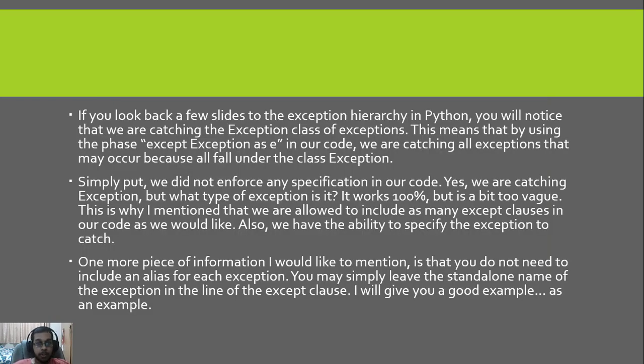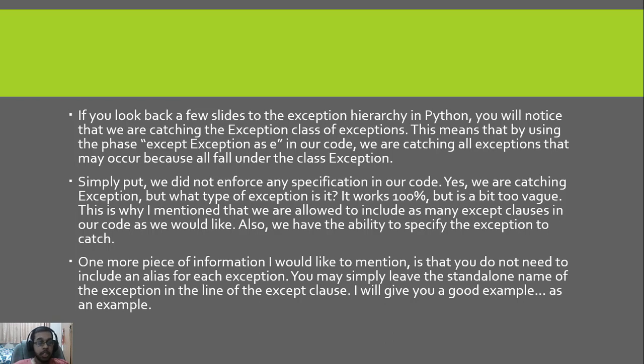If you look back a few slides to the exception hierarchy in Python, you will notice that we are catching the Exception class of exceptions. This means that by using the phrase "except Exception as e" in our code, we are catching all exceptions that may occur because all fall under the class Exception. Simply put, we did not enforce any specification in our code. Yes, we are catching exceptions, but what type of exception is it? It works 100%, but it is a bit too vague.